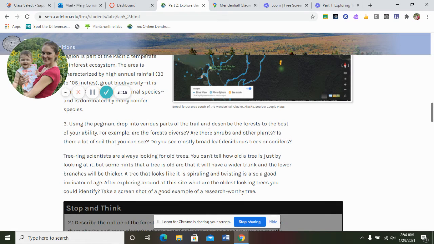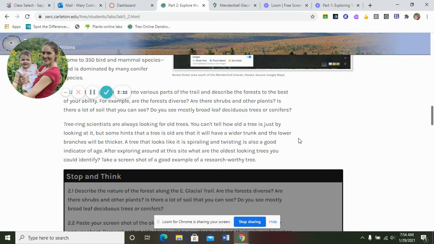Use the pegman to drop into various parts of the trail and describe the forest to the best of your ability. For example, are the forests diverse? Are there shrubs and other plants? Is there a lot of soil that you can see, or do you see mostly broad flat leaf, deciduous trees, or conifers? Tree ring scientists are always looking for old trees, and you can't tell how old a tree is just by looking at it, but some hints that a tree is old is that it has a wider trunk, lower branches will be thicker. A tree that looks like it is spiraling and twisting is also a good indicator of age.